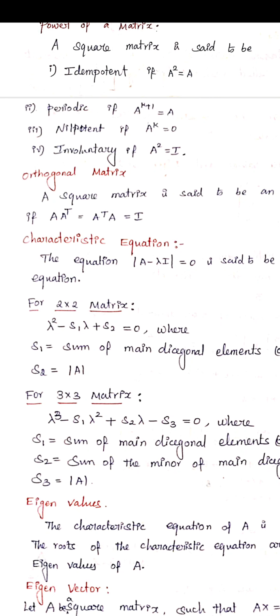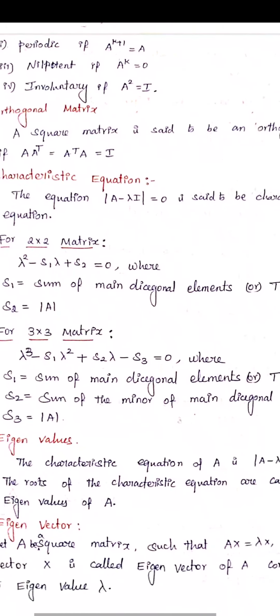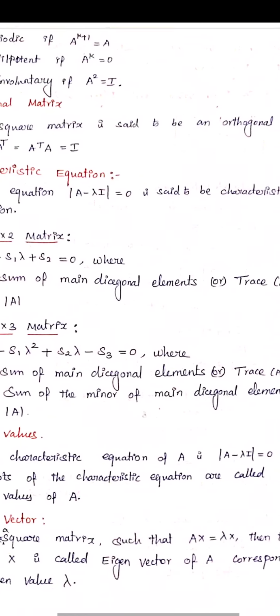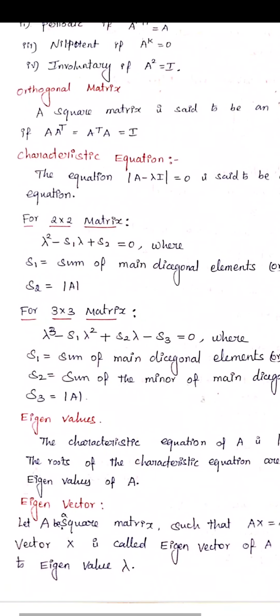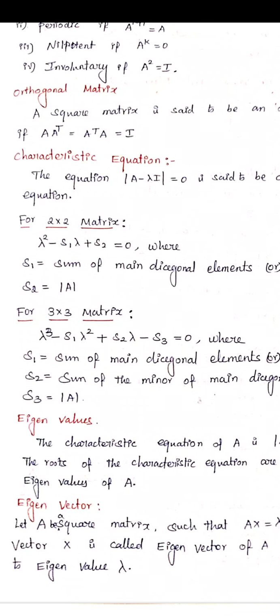Next one is characteristic equation. The equation determinant of A minus lambda I equal to 0 is said to be the characteristic equation or characteristic polynomial. In a simple way, for a 2 by 2 matrix, the characteristic equation is lambda square minus S1 lambda plus S2 equal to 0. Here S1 is the sum of the main diagonal elements or leading diagonal elements, or trace of A. S2 is the determinant of A.